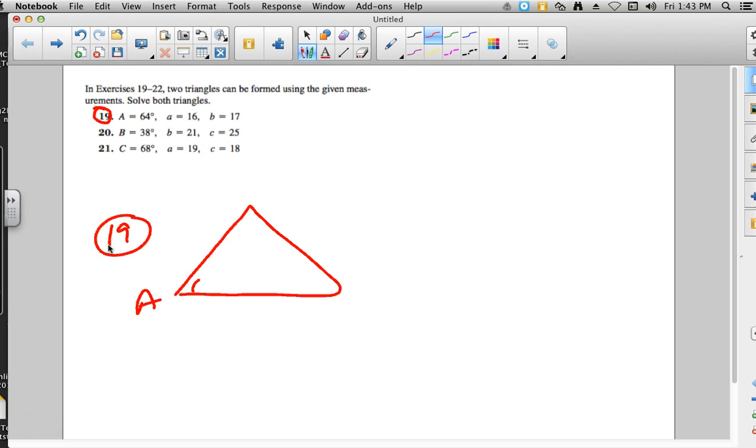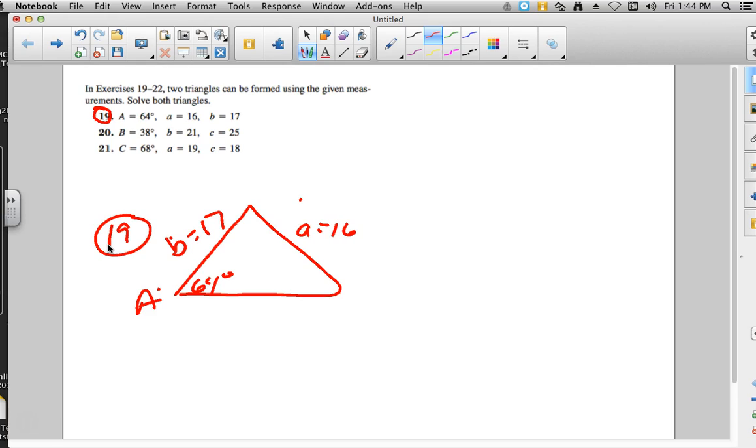We say that we have angle A, and since they said there's two triangles, like I said before, we know to set this up by angle side side. So there's our angle, and opposite angle A is going to be side A, and then we need to know where to put the 17. And again, because they didn't specify, we would definitely set this up as angle side side. So the 17 would go right there.